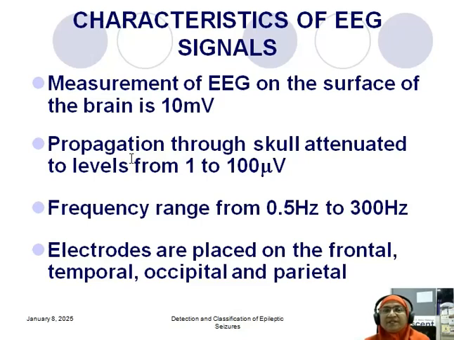The frequency range of the EEG signal varies from 0.5 to 300 Hz. Usually we use 0.5 to 30 Hz, and the brain waves are classified as alpha, beta, theta, delta and gamma. So how do we measure the EEG signal? We place the electrodes on the frontal lobe, parietal lobe, occipital lobe and the temporal lobe of the cerebral cortex.